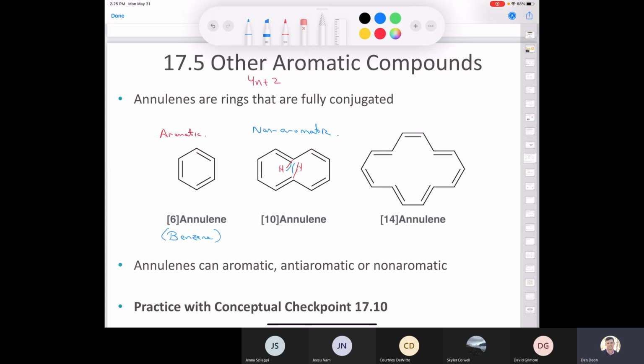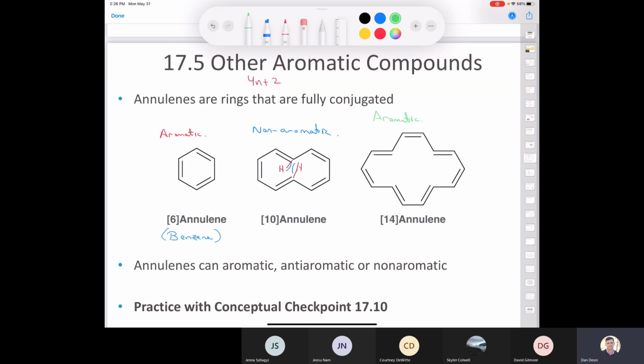Now with 14-annulene, if you count out the total number, 1, 2, 3, 4, 5, 6, 7. So we have 7 pairs. So that's an odd number of pairs of pi electrons in terms of the Huckel number. 7 times 2 is 14. So if n is equal to 3, 4 times 3 is 12, plus 2 is 14. So you would think this would be an aromatic compound, and in fact it is, okay?